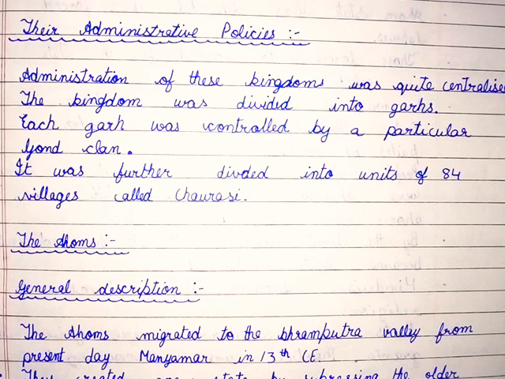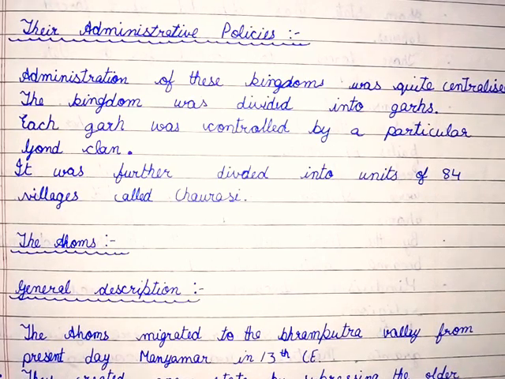Their administrative policies: the administration of this kingdom was quite centralized. The kingdom was divided into Garhs. Each Garh was controlled by a particular Gond clan. It was further divided into units of 84 villages called Chaurasi.